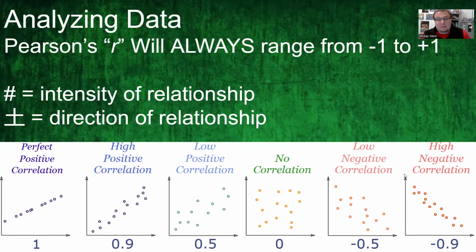So the plus or minus sign, whether it's a positive or a negative one, or whatever value it might be, tells us the direction of the relationship, how the two variables are relating to each other. The number itself tells us how strong that relationship is.